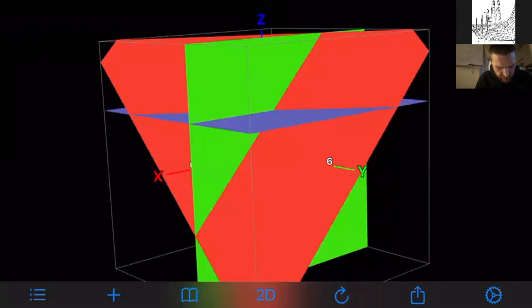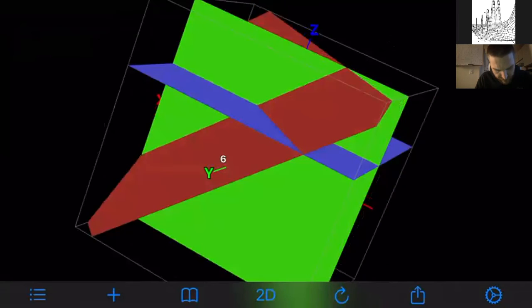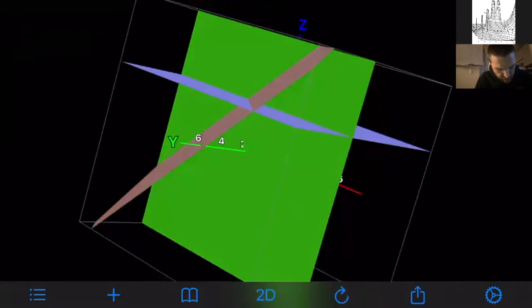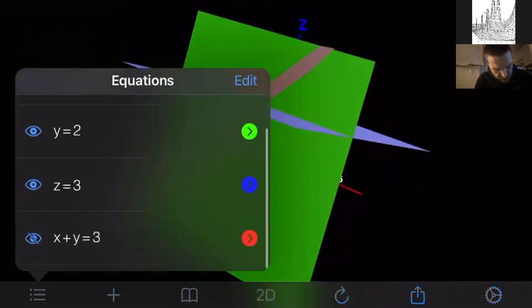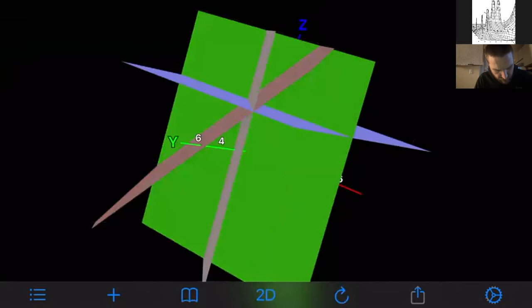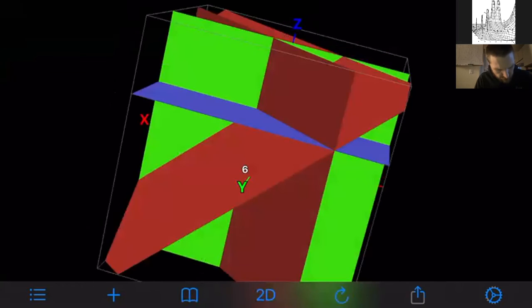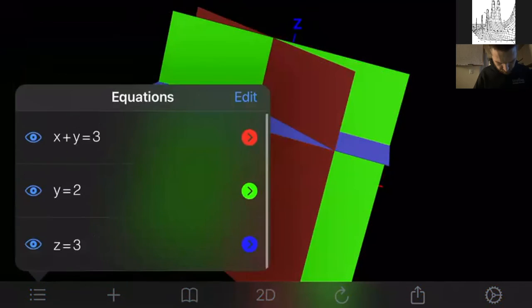Then we combine the blue plane and the red plane together to get a new one, which is x plus y equals 3. And we could see that, yep, that goes through exactly the same line right there. So we'll get the old one out of the way.